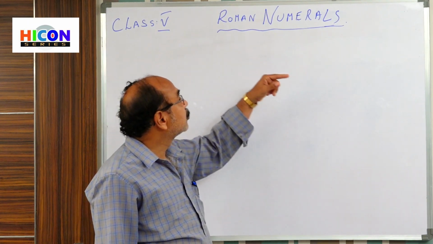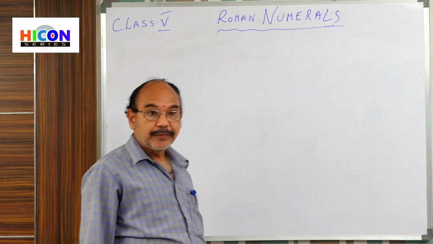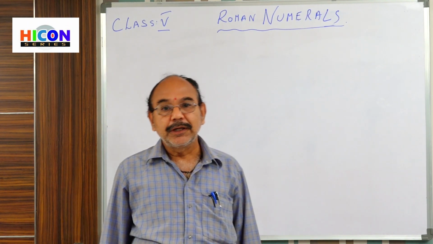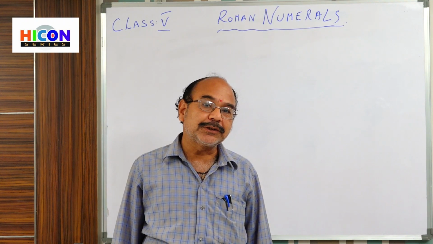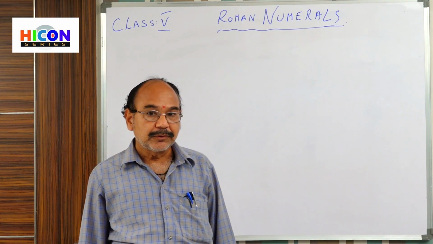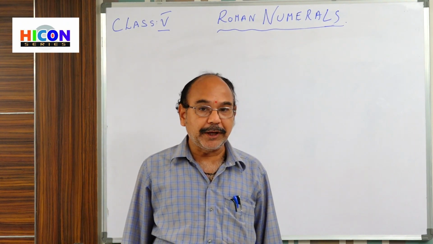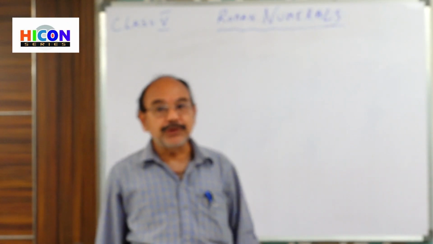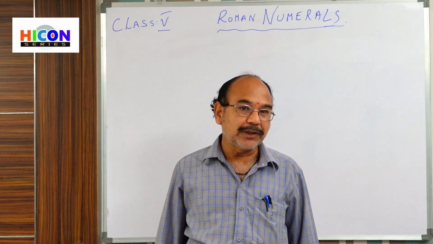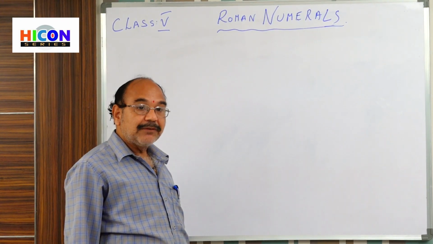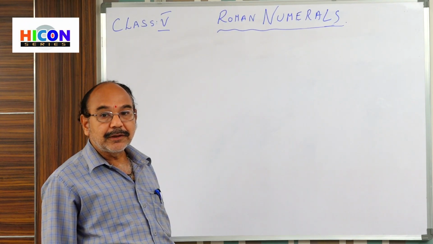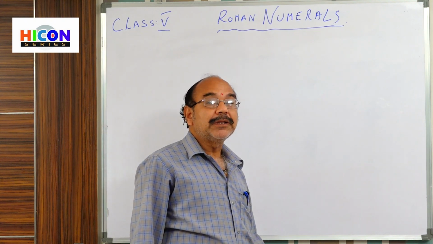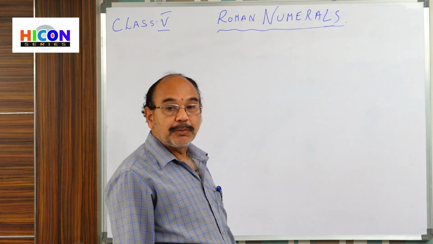Roman numerals. In the Indian system, how many symbols do we use? How many digits or symbols do we use in the Indian system? 10. Now, in the Roman system, the Romans used only 7 symbols to write any big number. What are the 7 symbols they used in the Roman system?